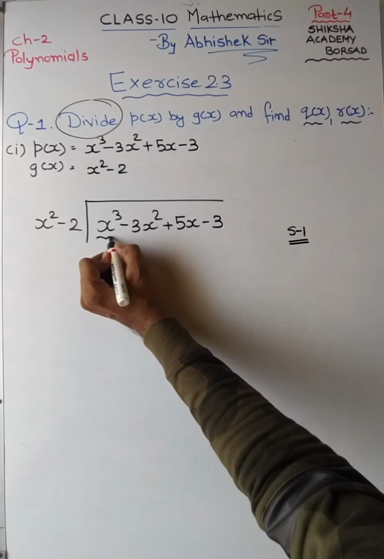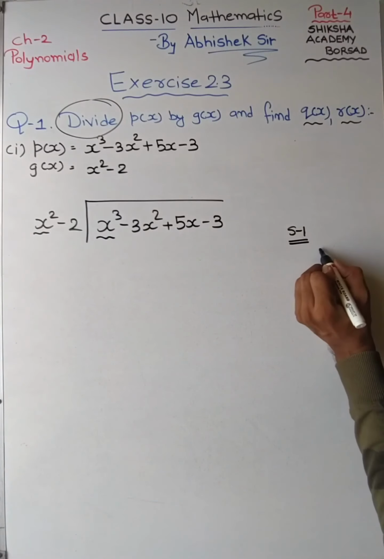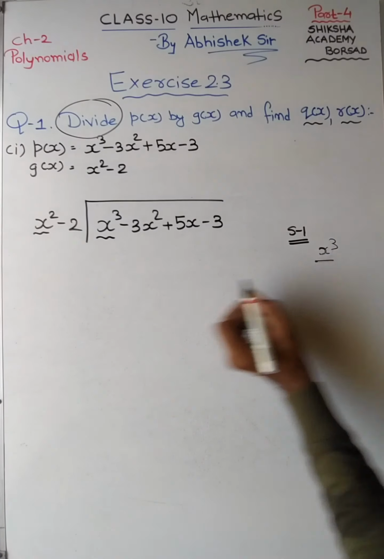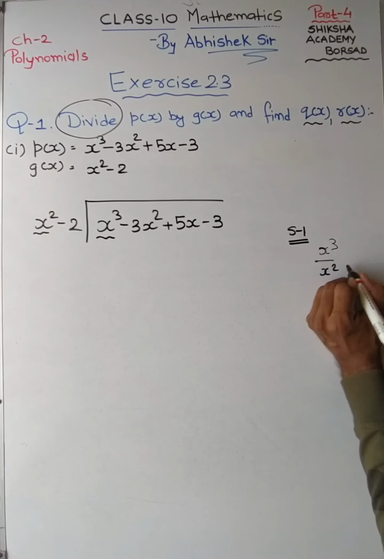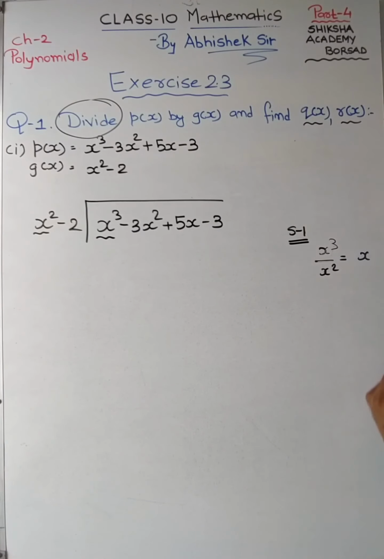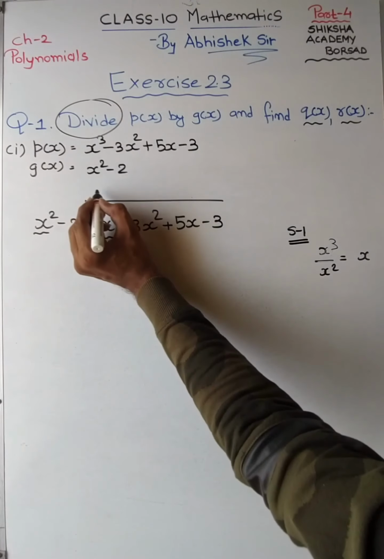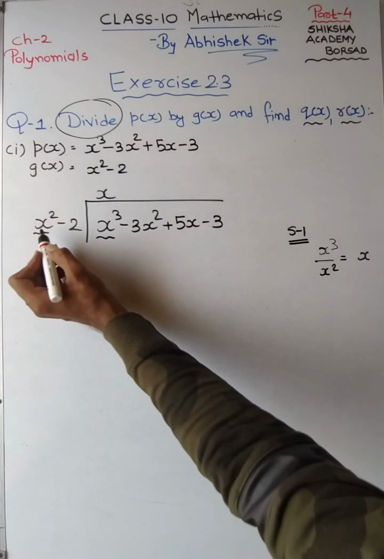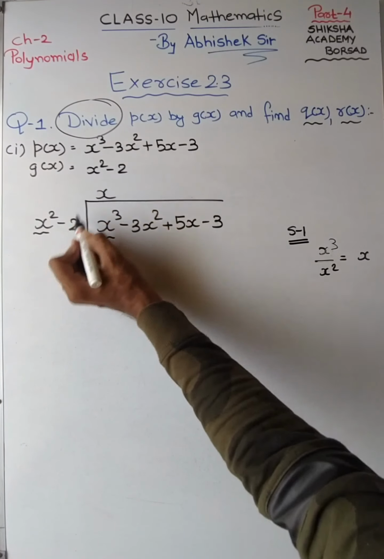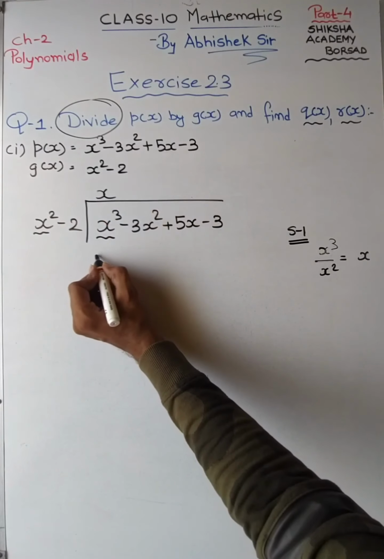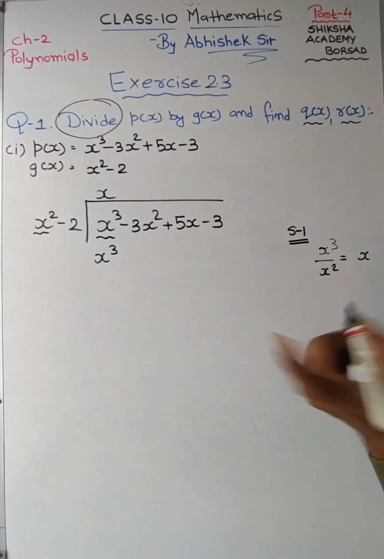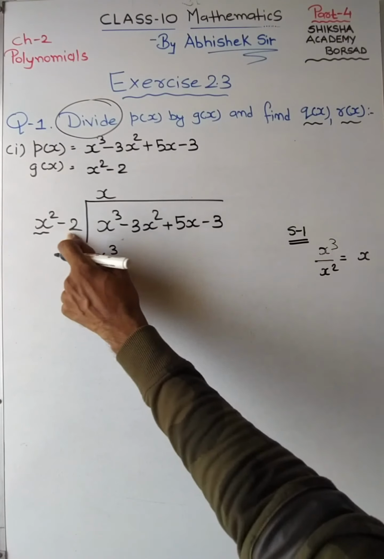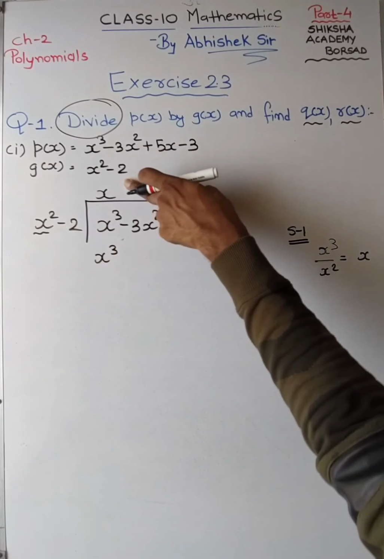So step 1 is this term divided by this term, x cube divided by the first term, x square. What is the answer? Only x. So we'll write x over here. Now multiply both the terms with x. So x square into x becomes x cube. Now very important, take care. 2 into x is 2x, right?